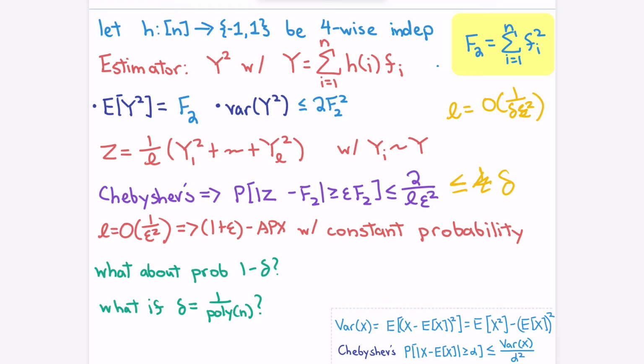You can repeat log 1 over delta times. Well, okay, now you're sitting with a lot of variables. What are you going to do with all of them?